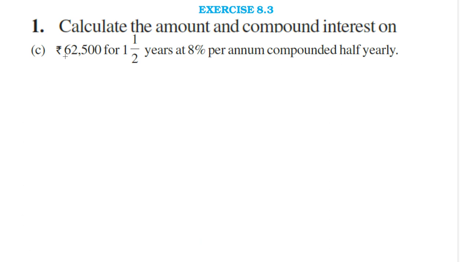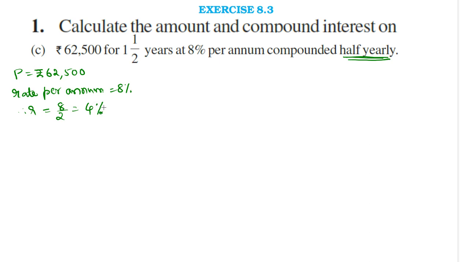C. Rupees 62,500 for 1 and 1/2 years at 8% per annum, compounded half yearly. Okay, right. Let us write the principal amount P equal to rupees 62,500. Then rate per annum equals 8%. So therefore, rate per half year will be equal to 8 by 2, which is equal to 4%. Now, number of years is equal to 1 and 1/2.